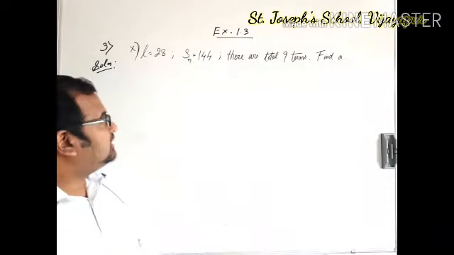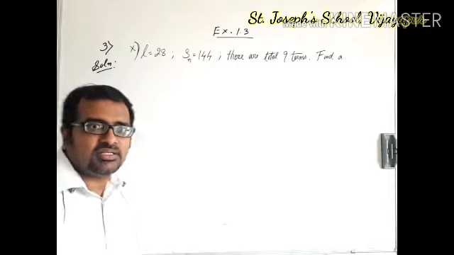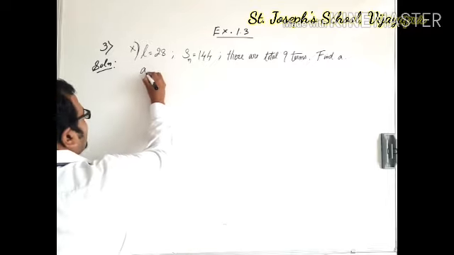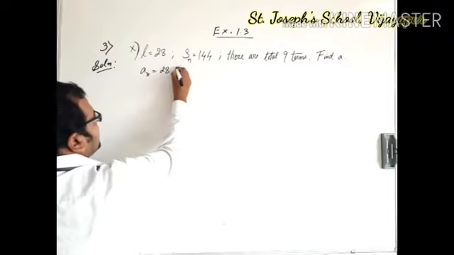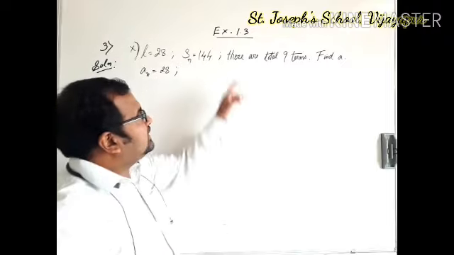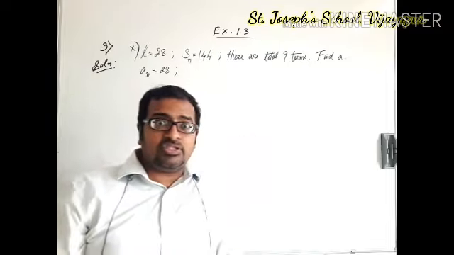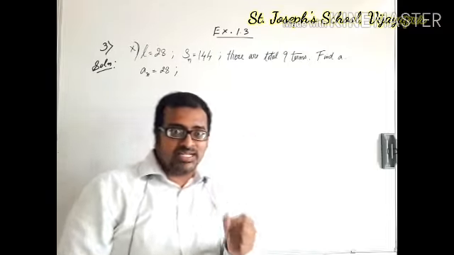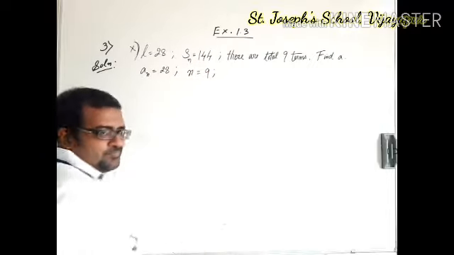Question number 10. Let us have a look at this. L is equal to 28. What is L? L is nothing but the last term. So a_n, we know that a_n is equal to 28. Fine. Then S_n is equal to 144. Then it is written as there are total 9 terms. Not the 9th term, but there are 9 terms. Means n is equal to 9.